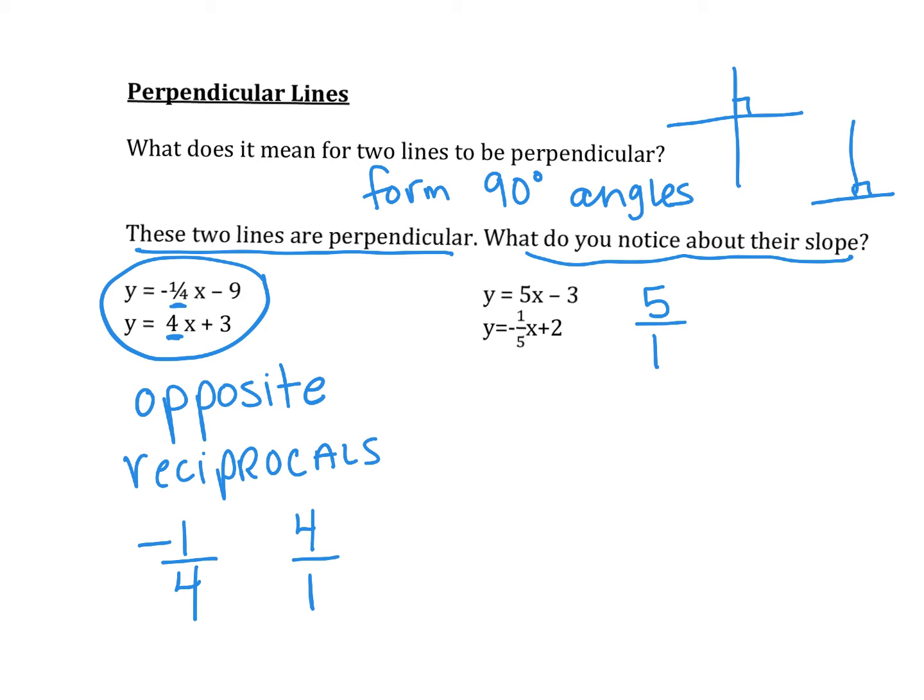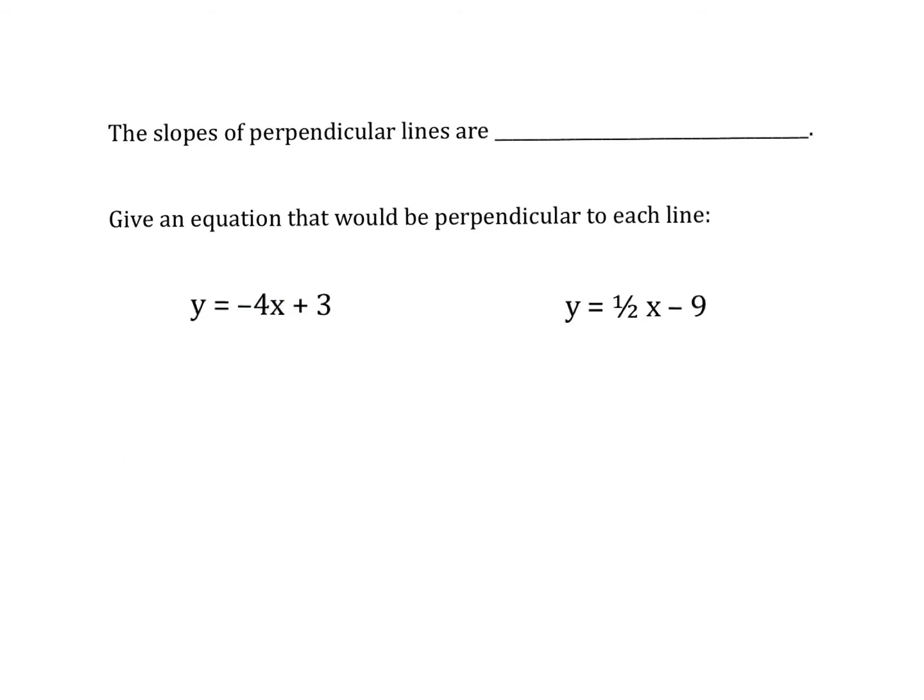And again, over here, they're opposite reciprocals. The first slope is 5/1, and then the second slope is negative, and it's upside down. It's -1/5. So when it says the slopes of perpendicular lines are, we would put in here opposite reciprocals.